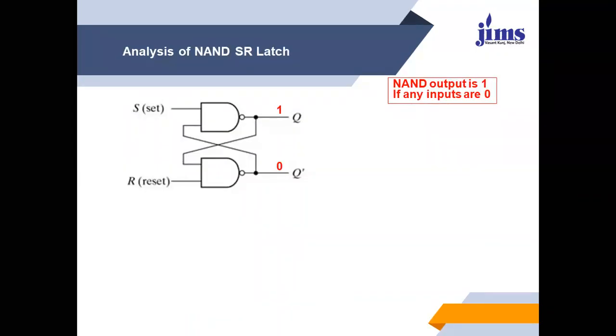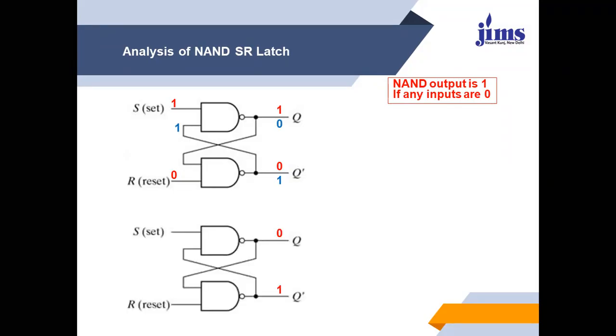Now suppose again Q is 1, Q bar is 0, and we have now considered S equals to 1 and R equals to 0. So we have to start our analysis where any input of the NAND gate is 0. So R is 0, that means output is 1. 1 comes here, then the output is 0. Consider the second case. If the previous output was 0, then Q bar will be 1. Input is same, 1, 0. Here comes 1. 1 goes to the feedback and the output is 0.